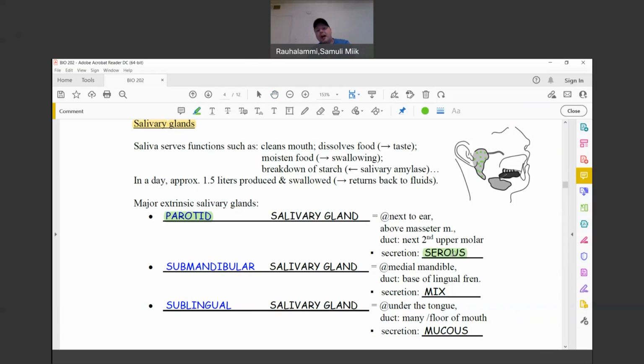And there's a duct from each parotid gland. So on each side we have one opening next to the upper jaw's second molar. So that's where the duct opens. And you can actually follow that if you do a dissection.